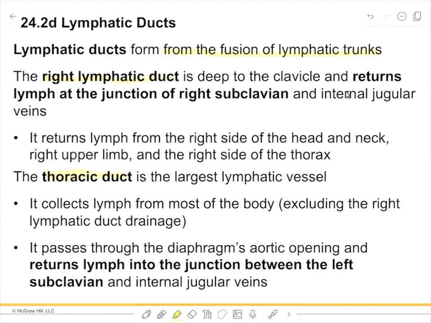So the right lymphatic duct is going to return lymph at the junction of the right subclavian and the internal jugular veins. It's important for you to remember that it returns lymph from the right side of the head and neck, the right upper limb, and the right side of the thorax. The thoracic duct is going to collect lymph from most of the body, excluding the right lymphatic duct drainage. It passes through the diaphragm, the aortic opening, and returns lymph into the junction between the left subclavian and jugular vein.